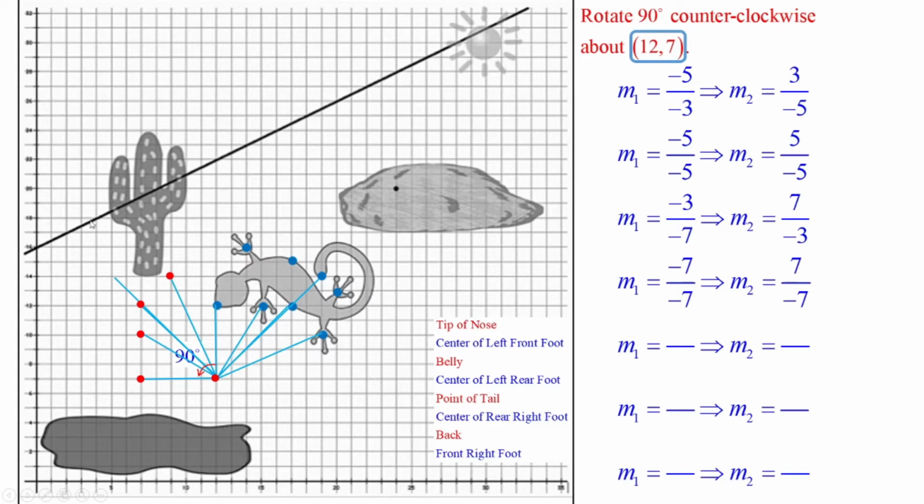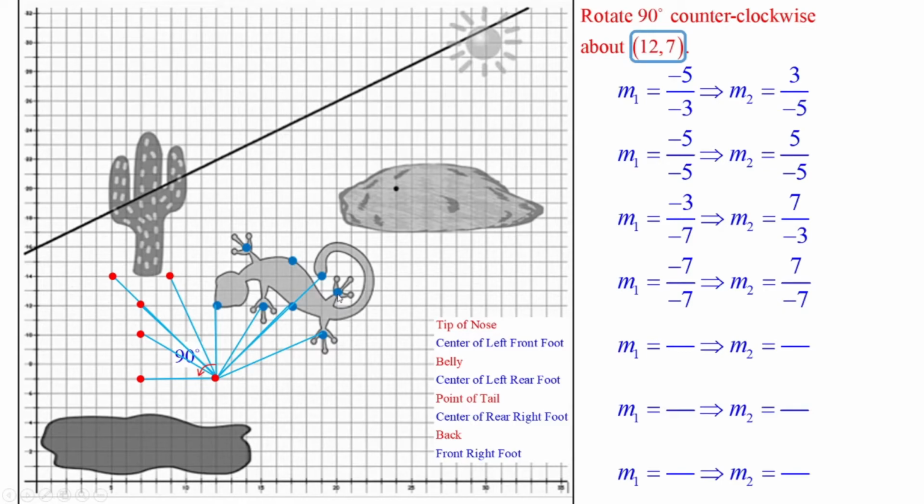And now let's double check and make sure it worked. Rise 7, 1, 2, 3, 4, 5, 6, 7, and run negative 7. 1, 2, 3, 4, 5, 6, negative 7. Yeah, another one works. Okay, don't let me get lost now. We just did the point of the tail. So now we're at the center of the rear right foot. Okay, here I am right here.